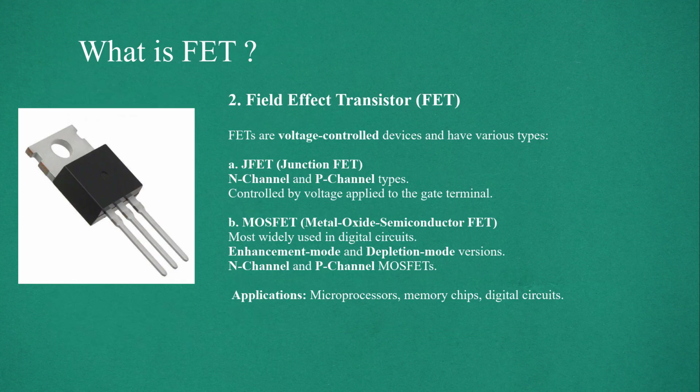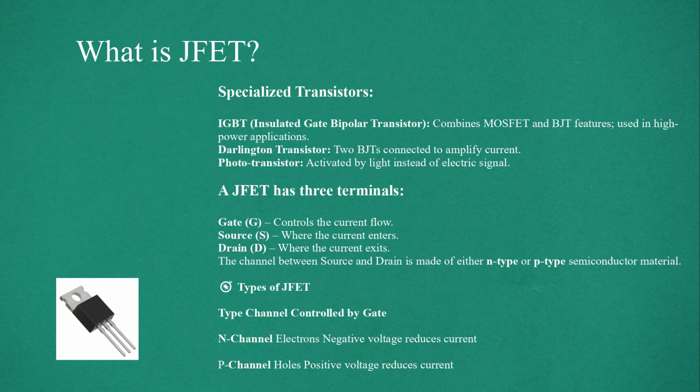2. Field effect transistor, FET. FETs are voltage-controlled devices and have various types. A. JFET, junction FET. 1. N-channel and P-channel types. 2. Controlled by voltage applied to the gate terminal. B. MOSFET, metal oxide semiconductor FET. 1. Most widely used in digital circuits. 2. Enhancement mode and depletion mode versions. 3. N-channel and P-channel MOSFETs. Applications: microprocessors, memory chips, digital circuits.